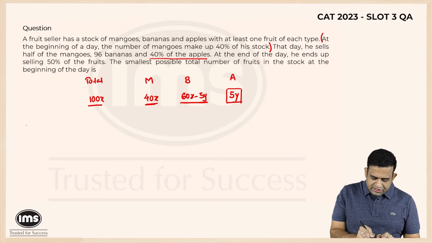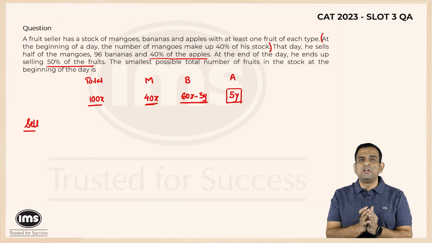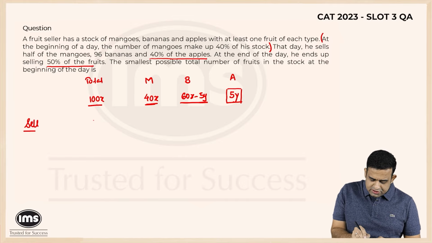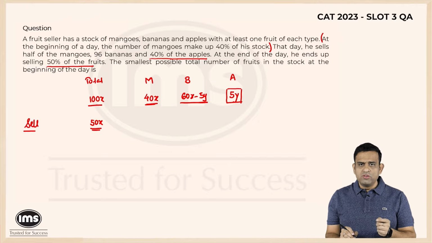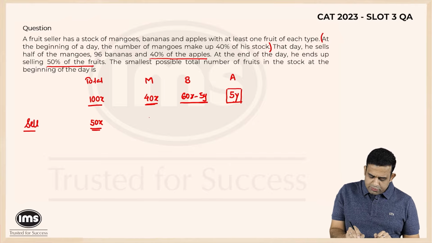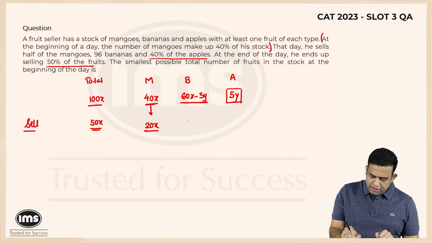Now, after we sell, if I look at the selling part, the total amount of fruit sold has to be nothing but equal to 50% of 100x, giving you 50x. Let's look at the split, what has been sold. If I look at the mangoes, half of the mangoes were sold. So half of this particular number 40x corresponds to, one can say, 20x. Then if you look at the bananas being sold, it happens to be nothing but 96.